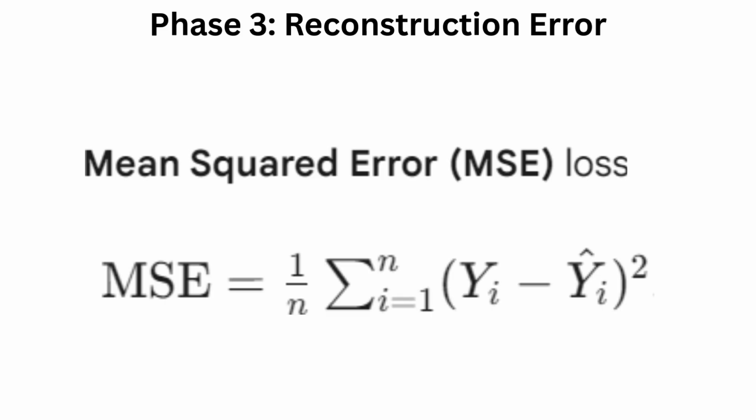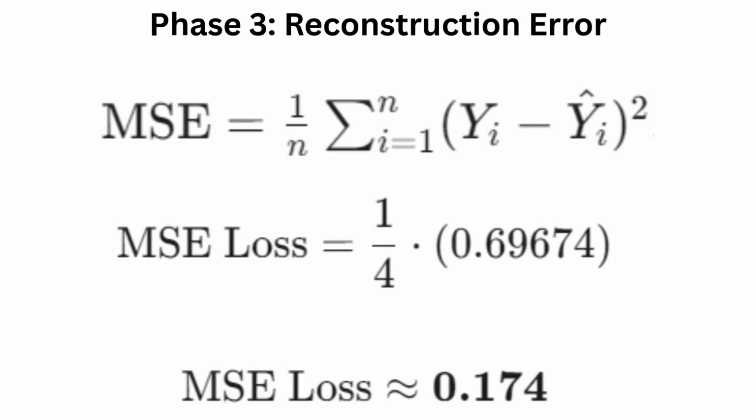The next phase is to compute the reconstruction error. We will use mean squared error, and the formula is 1 by n summation of (yi minus y hat) squared. So we will take the difference of actual y and the predicted y, take their square, and then sum them. After that, we will divide by n. N is the total number of values.